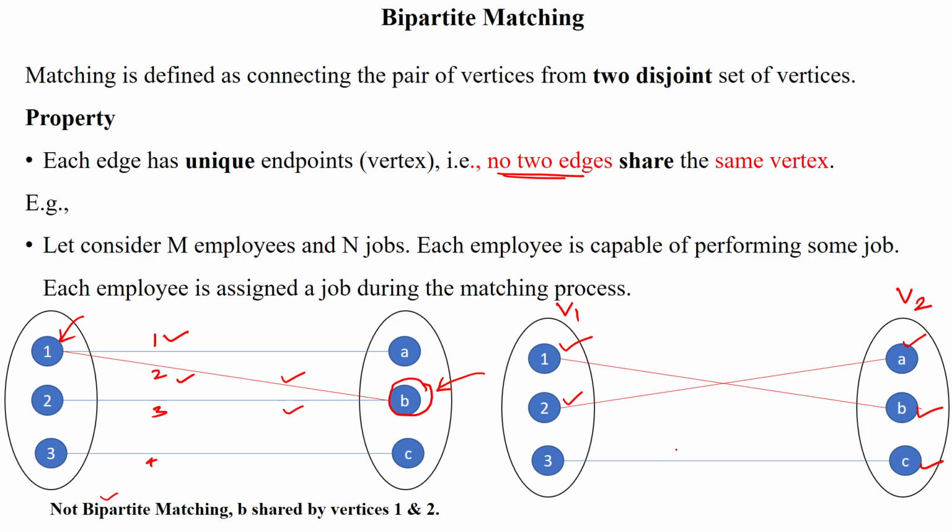So here I am making sure that this property is satisfied, right? There is no vertex shared by two edges. So each vertex has only one connection, right? Then we can say this is called bipartite matching.